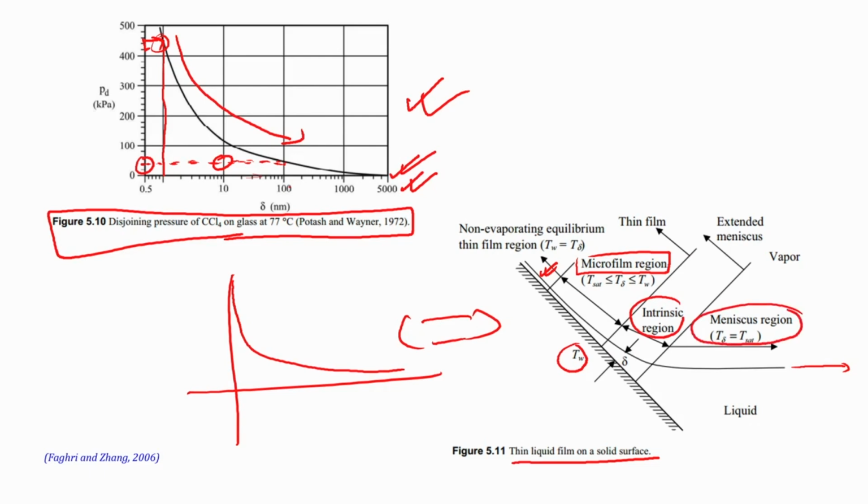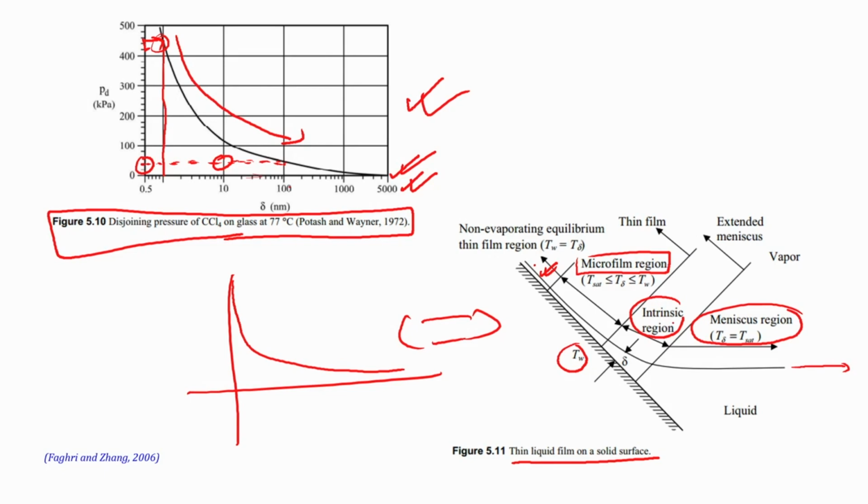Okay. So, there are three regions: the non-evaporating thin film, the microfilm, and the intrinsic region, which is a meniscus region. Thin film essentially starts from here, and the microfilm you can also encompass within the thin film family, essentially. So, this is the nature and the scope of this particular problem.